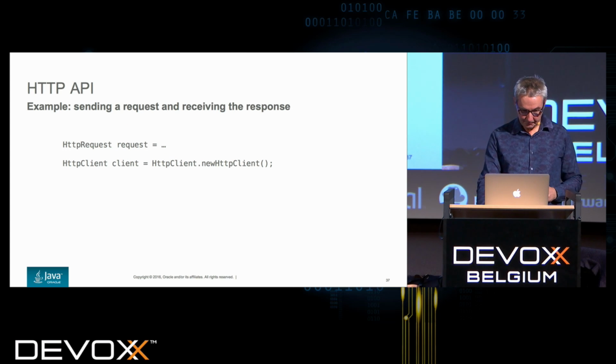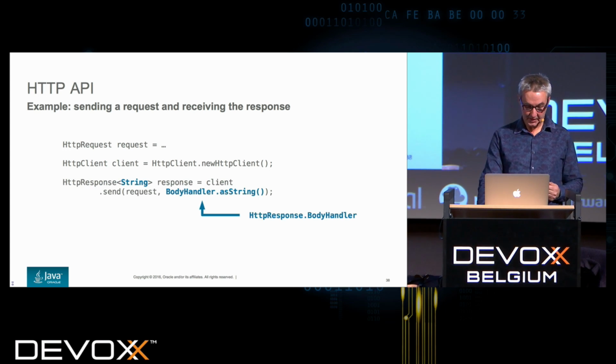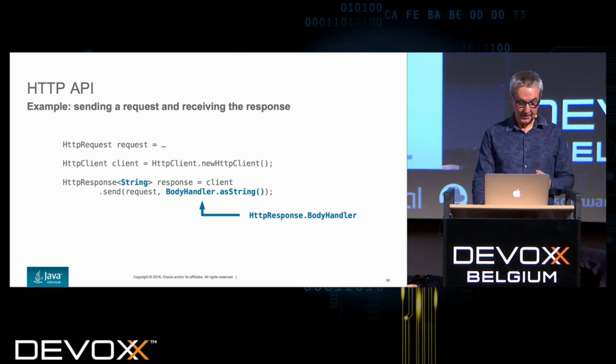Okay, so let's take an example. Having built a request, how do we send it and receive the response? So let's assume we have a request. We need an HTTP client in order to send the request. Requests are sent on HttpClient objects. One way to create a client is to call HttpClient.newHttpClient. So in this case, we're calling client.send with the request object that we've just created. And the second parameter is a handler object which tells the implementation how to handle the response body.